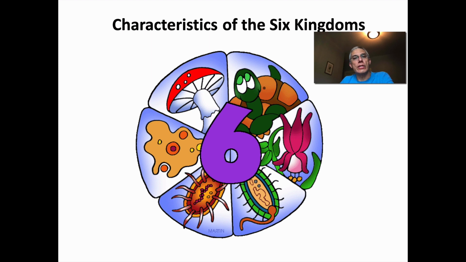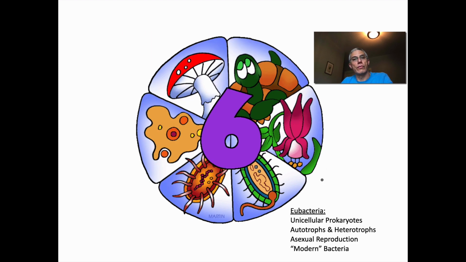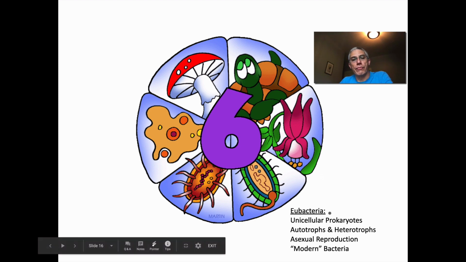So again, those six kingdoms. You need to make sure that you're aware of what they are. The first one we looked at was the eubacteria. Remember, those are unicellular prokaryotes. They can make their own food. They could be autotrophs or they could be consumers, heterotrophs. They tend to reproduce asexually, with no sexual reproduction going on here, and these are the modern bacteria. So those are not the extremophiles. Those are not the ones that live in extreme environments.